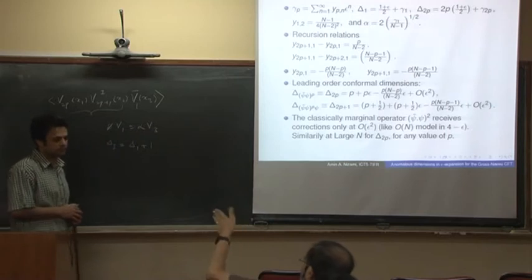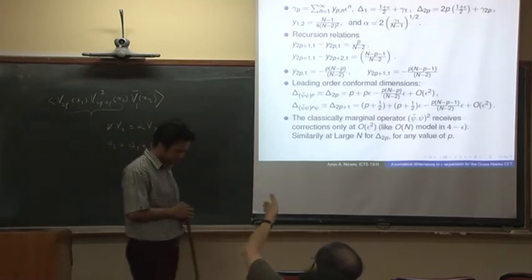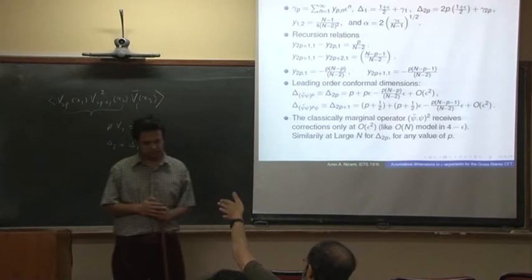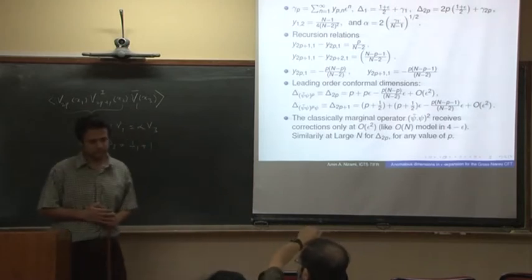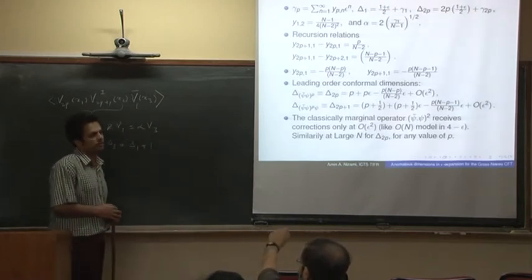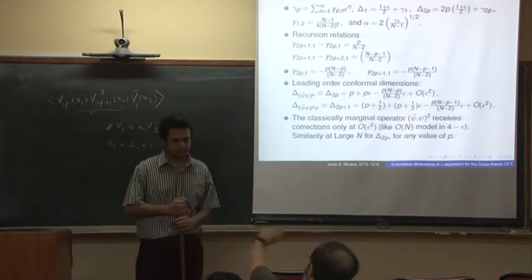Right. Yeah. For an operator which is marginal at the unit CFT, beta should start with g square, not g. Yeah. Therefore, gamma should start with g.